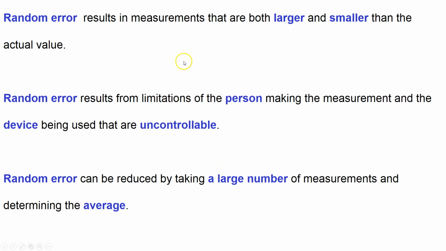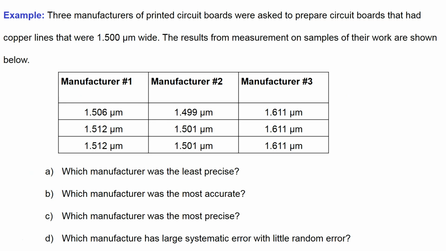Random error is when we get some measurements that are a little bit too big and some measurements that are a little bit too small. The reason that we get random error is due to the limitations of the person making the measurements and also limitations due to the quality of the device. We really can't do anything about it. These types of errors are what we call uncontrollable. How we reduce random error is we take a large number of measurements and we average them. And hopefully we have as many that are too high as we do that are too low, and the errors kind of cancel out.